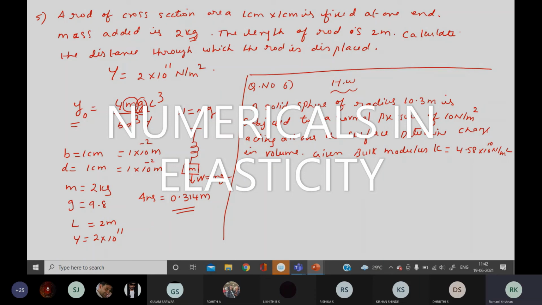Why did he get that doubt? Mass added is 2 kg. So here mass m is only 2 kg. Then we should multiply with acceleration due to gravity. 0.314.